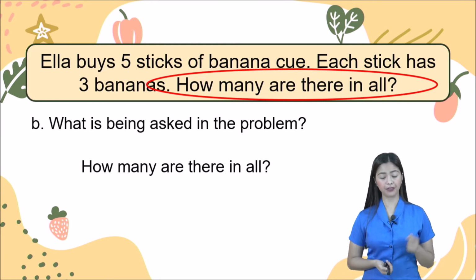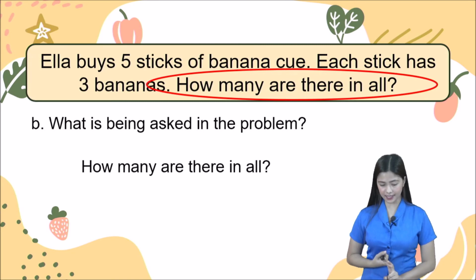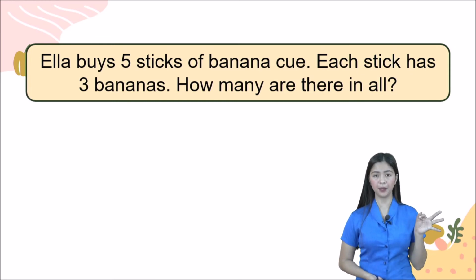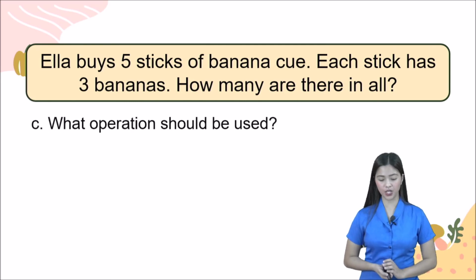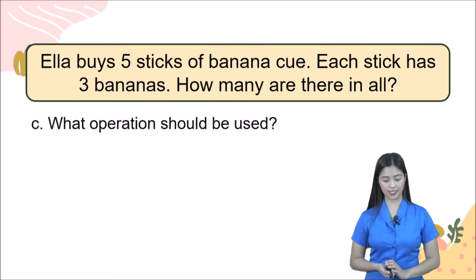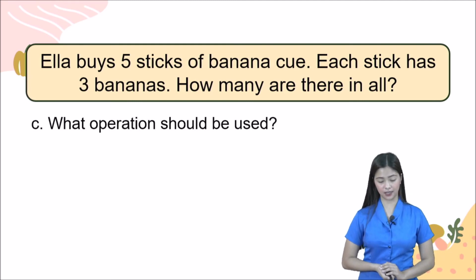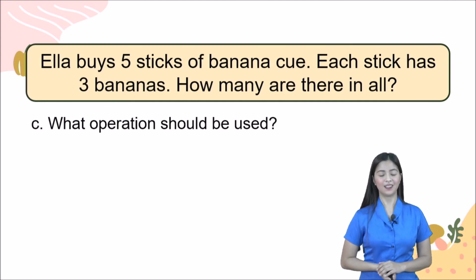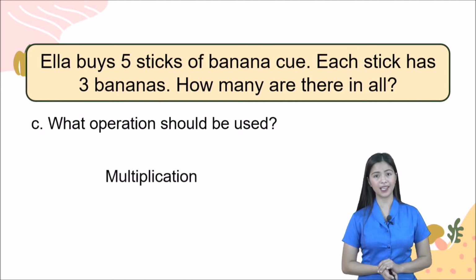So next, after getting the given facts and determining what is being asked in the problem, of course, we need to proceed to step number 3 or step letter C, which is what operation should be used in solving our word problem. So what is it? Can you please tell me? Is it addition, subtraction, or multiplication? Good job, kids. The operation that should be used is multiplication.